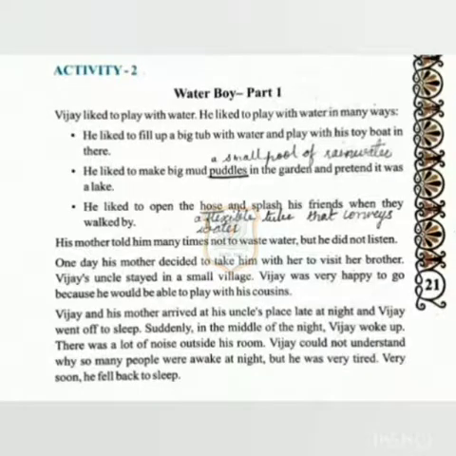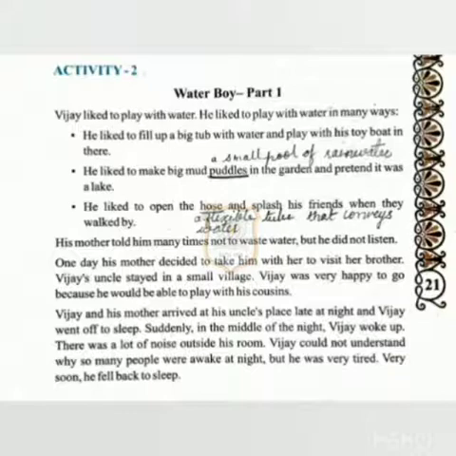Vijay liked to play with water. He liked to play with water in many ways. He liked to fill up a big tub with water and play with his toy boat in there. He liked to make big mud puddles in the garden and pretend it was a lake. What is the meaning of puddles? Puddles is a small pool of rainwater.